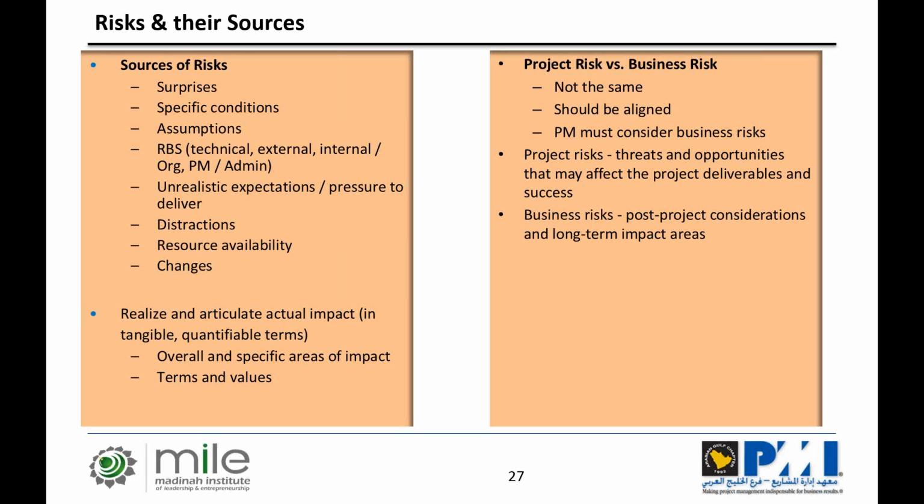Of course, I go to the risk breakdown structure, nothing new from the PMI, but I need to go and check where risks are coming from. Add to that unrealistic expectations, distraction, availability of resources and changes, right? And now I know where risks are coming from. I just have to keep in mind that when I manage risk, I take into consideration both project risk and business risk. Business risks are essentially, what is this project doing to the organization?